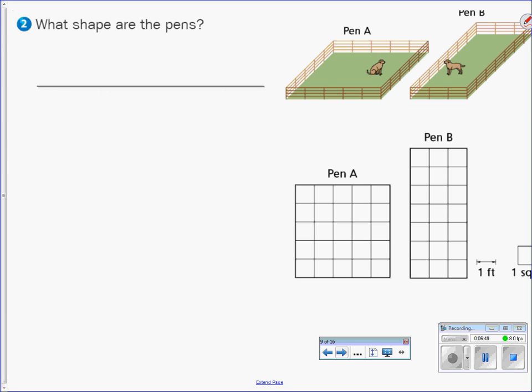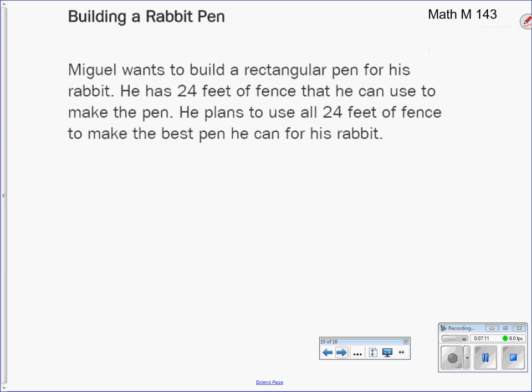Okay, what are the shapes of the pins? So if we look at these, we can tell we have a square and we have a rectangle. Remember, a square is a rectangle, but a rectangle is not a square. All right, on our next question, okay?